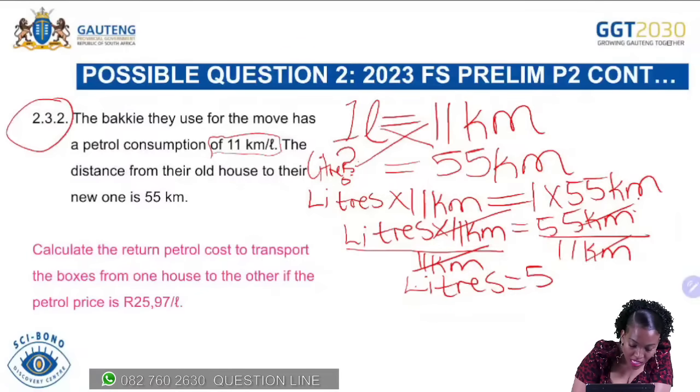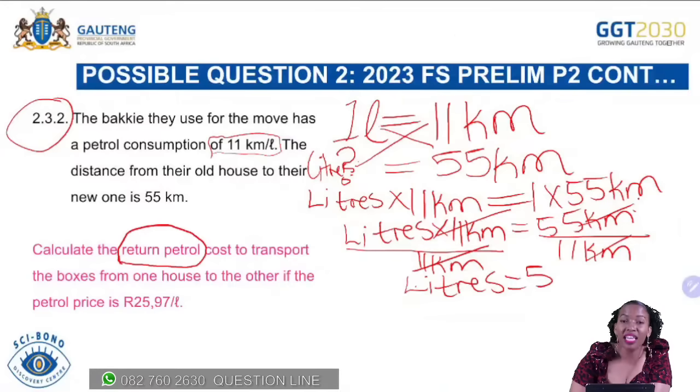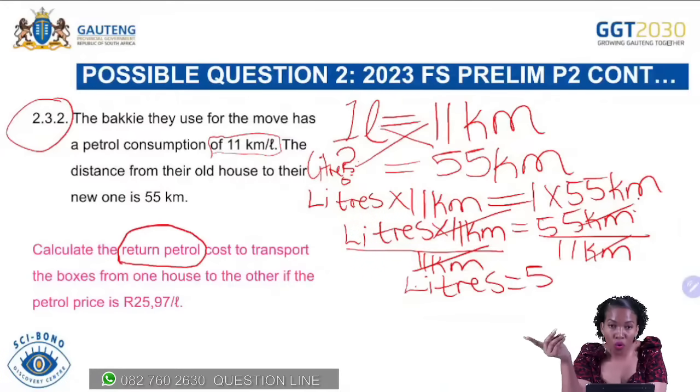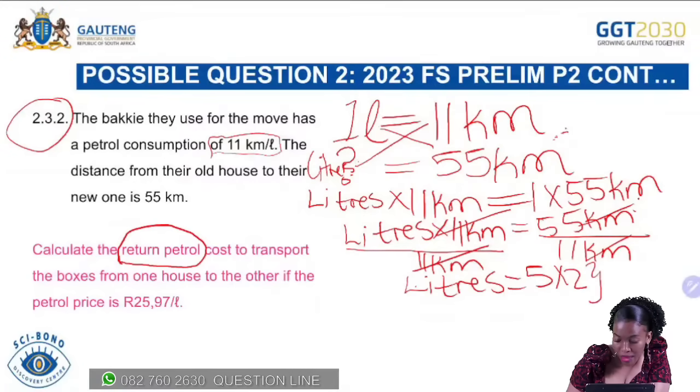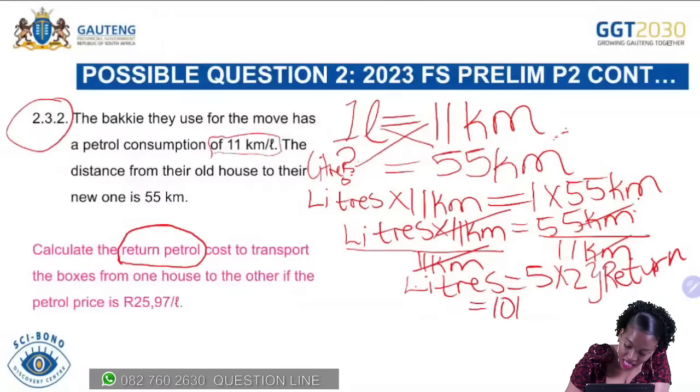But remember, they spoke about the return petrol cost. The return means 2 trips. You go and then you come back. So with the return, you can either multiply the distance by 2, or we can just take the number of liters that we have here and multiply them by 2, because now we want the return. So for the return, they will actually need 10 liters of petrol.